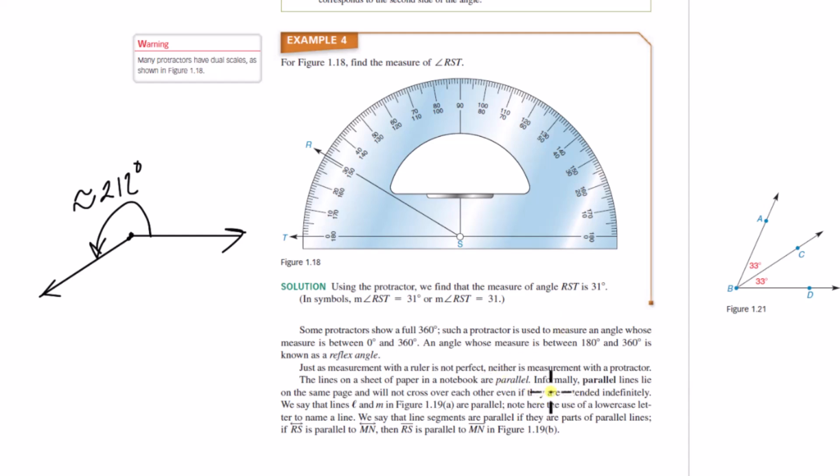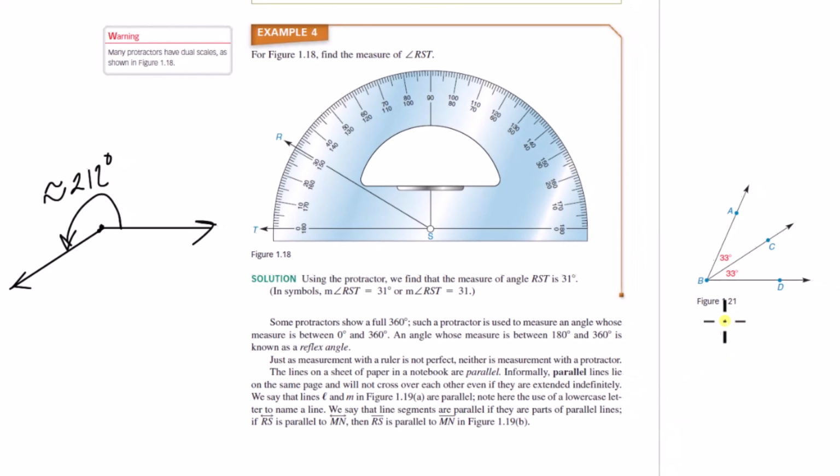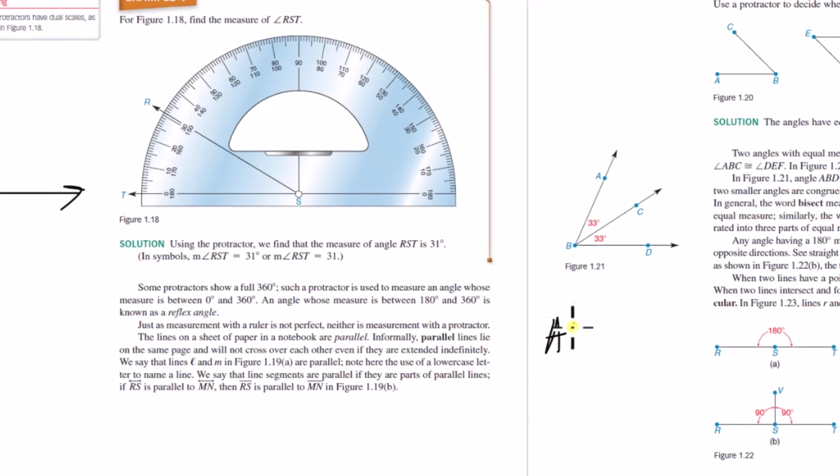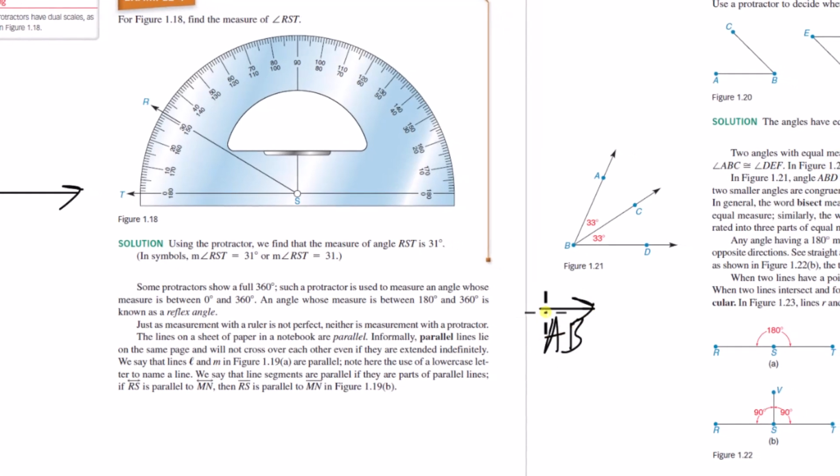So, and what does parallel mean? Informally, parallel lines lie on the same page and will not cross over each other, even if they are extended infinitely. Exactly. So we know that a line, like line AB, extends infinitely in either direction. So if we have another line CD that also extends infinitely in either direction, the idea is you could follow either one of those lines infinitely far in either direction, and it will never cross over the other line.